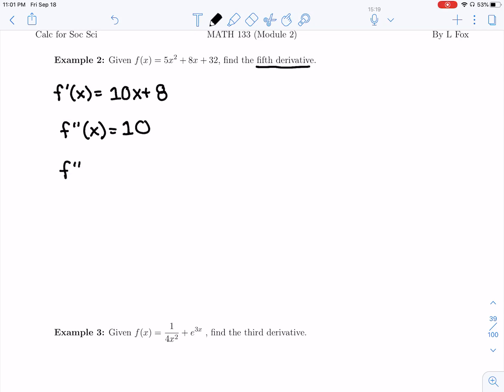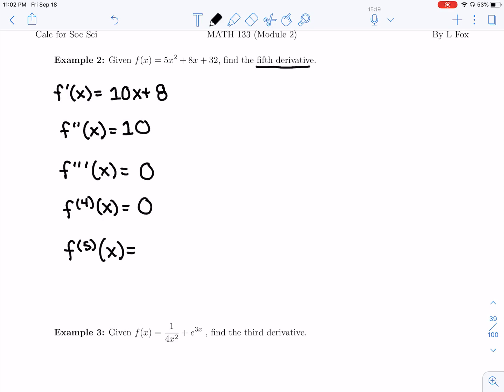Now I'm ready to find my third derivative. Well, the derivative of 10, that's a constant. The third derivative is 0. And now it's going to be harder to label it than it is to find the derivative. Here's my fourth derivative. I'm not quite done yet. The derivative of 0. 0 is a constant, so it has a derivative of 0. I told you sometimes they're harder to label than they are to find.